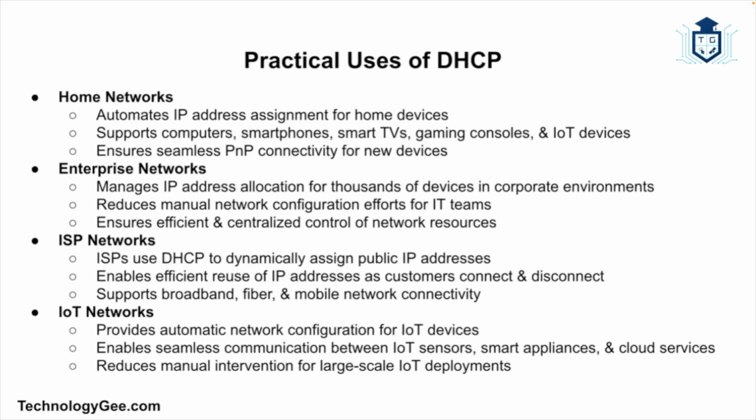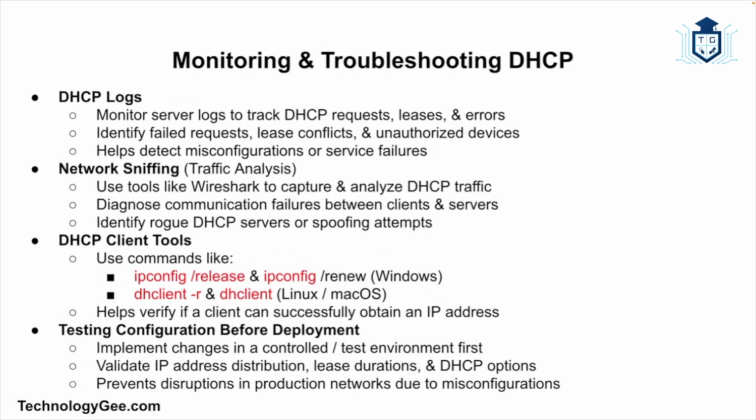Then you have ISP networks. So internet service providers use DHCP to dynamically assign IP addresses to customer devices, allowing for efficient use of public IP address space. And then we have IoT networks. DHCP can be used to configure IoT devices, ensuring that they can communicate on the network without manual configuration.